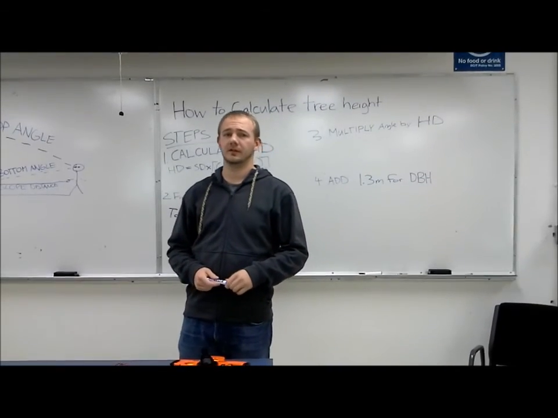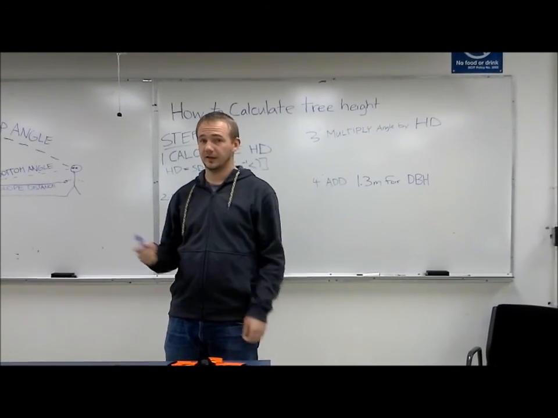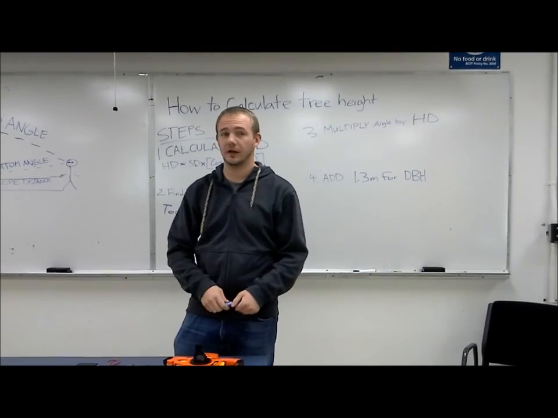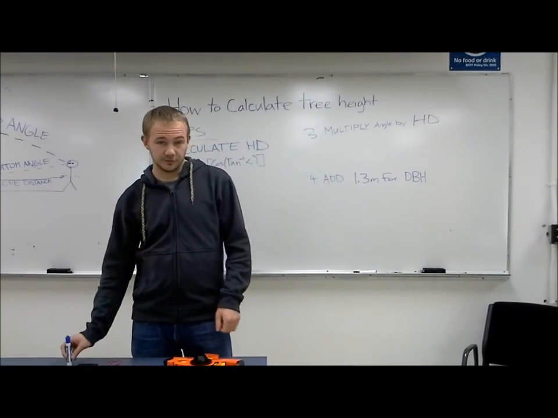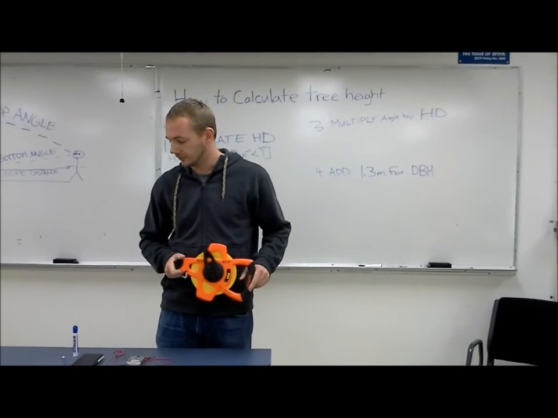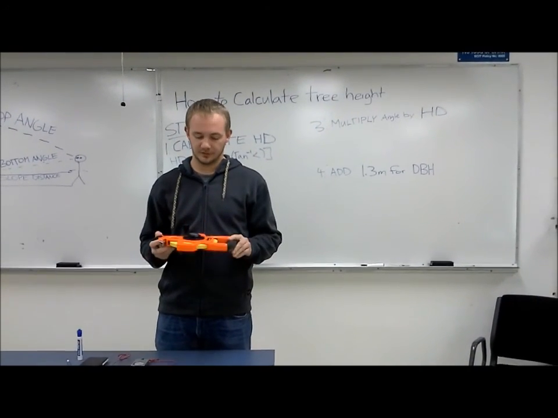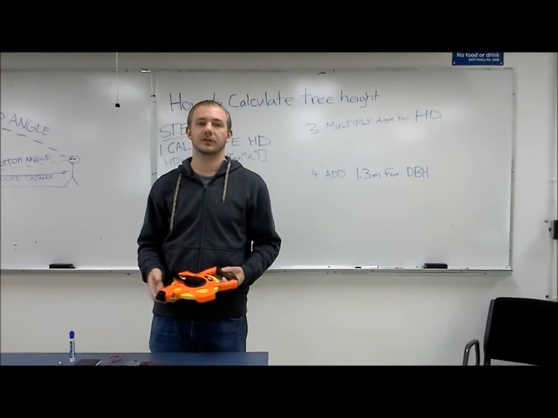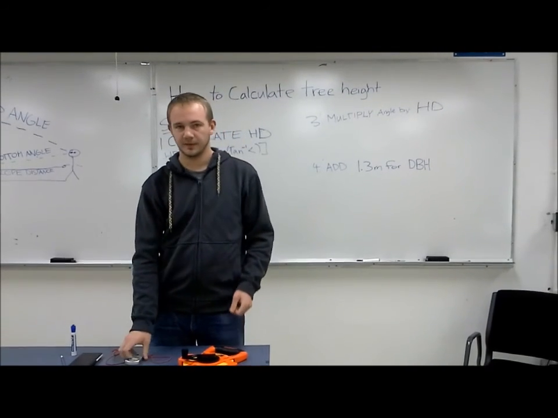Today we're going to calculate tree heights out in the field, and in here we're going to go over how to do that. First up, we're going to talk about some of the things we need. We're going to need an Eslon tape. It's a 50-meter tape. It's nice. It's easy to use in the field.